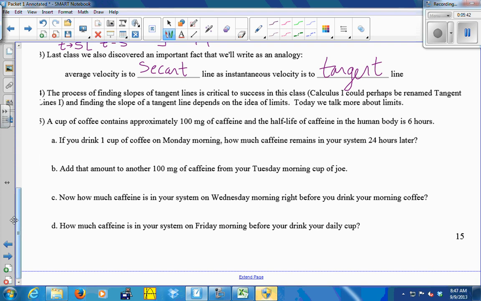So here's a true life example that I thought about probably 4 or 5 years ago. I got a little nervous about the amount of caffeine I was drinking. So a cup of coffee contains approximately 100 milligrams of caffeine. The half-life of caffeine in the human body is about 6 hours. And that means that your body metabolizes and eliminates about half the caffeine that you take in every 6 hours. So if you drink 1 cup of coffee on Monday morning, how much caffeine remains in your system 24 hours later?